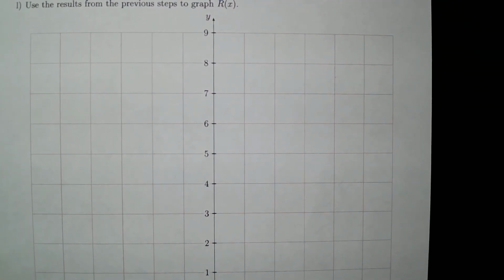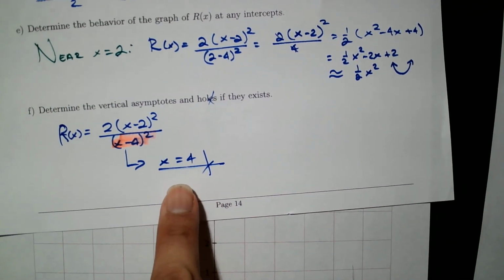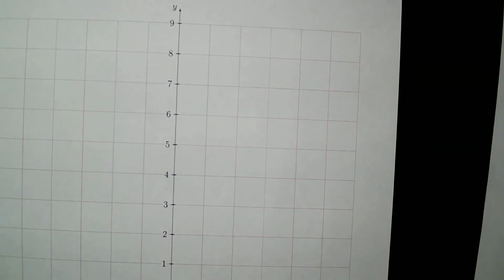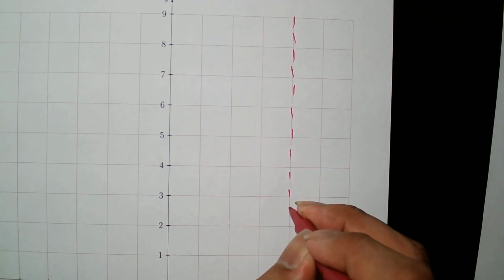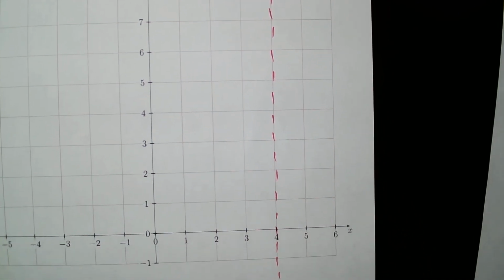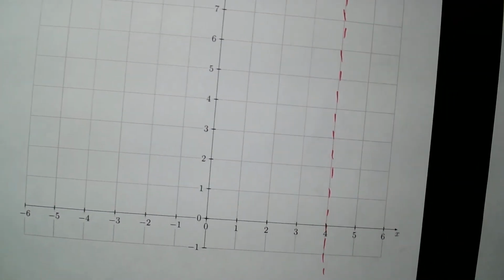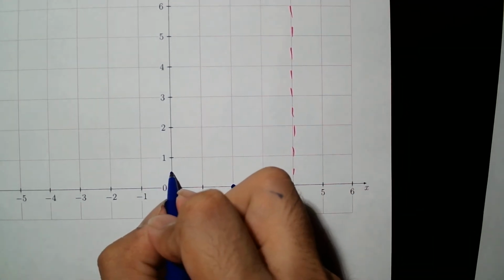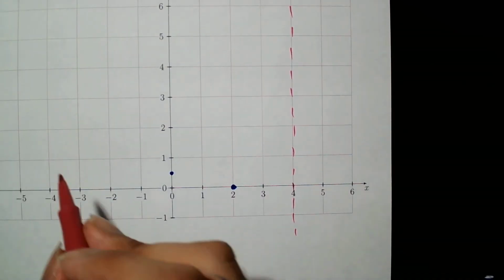Okay, number one, I'm going to start with the vertical asymptote. So we have a vertical asymptote, we had x equals 4. I'm going to use this purple color. Okay, and then what else do we have? Intercepts, do we have x-intercepts? The x-intercept is 2, the y-intercept is 1/2. Horizontal asymptotes, do we have horizontal asymptotes? Yes, we had one, that is y equals 2. Use the other color, y equals 2.